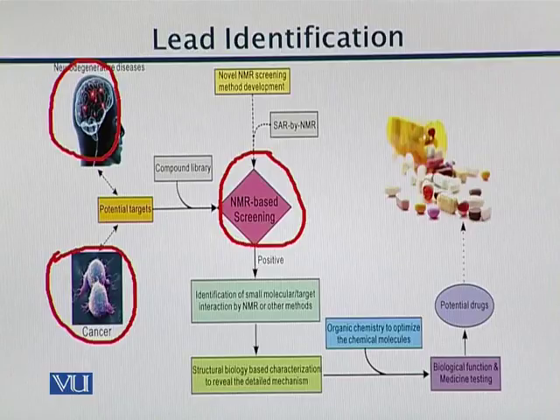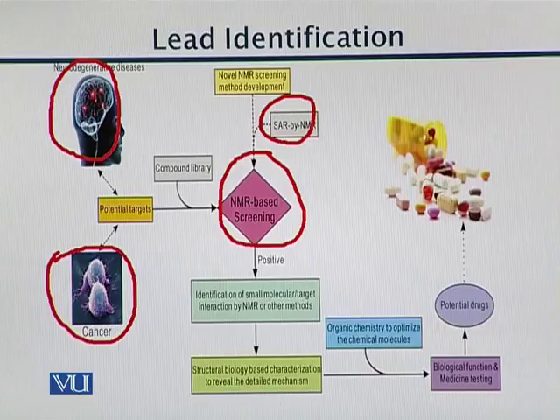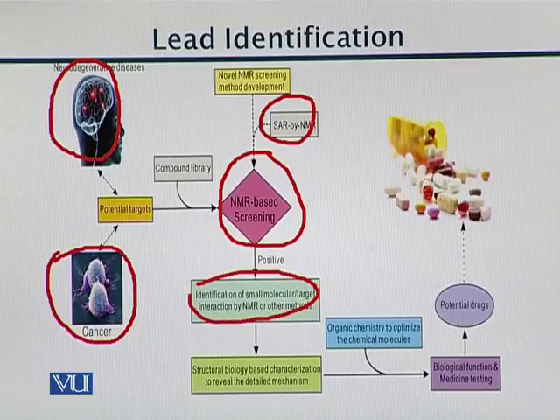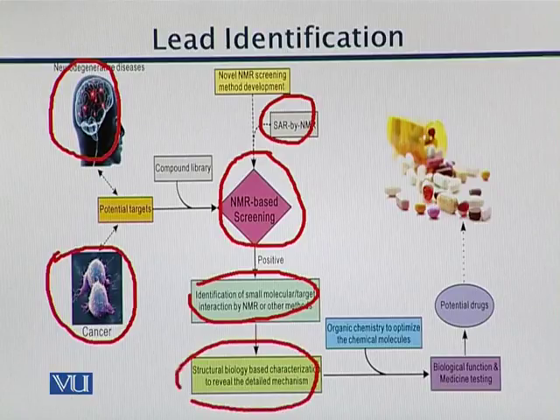Number one is SAR by NMR. SAR, structure activity relationship, can help us find out the inner structure of different things. Which is shown here: it is a novel NMR screening method development which will help us in finding the disease. Or if it is positive, then we can have the identification of small molecules which are discovered by this NMR, and then based on these small molecules we move towards characterization of structural biology related documents to reveal the detailed mechanism of what is happening in this specific case.